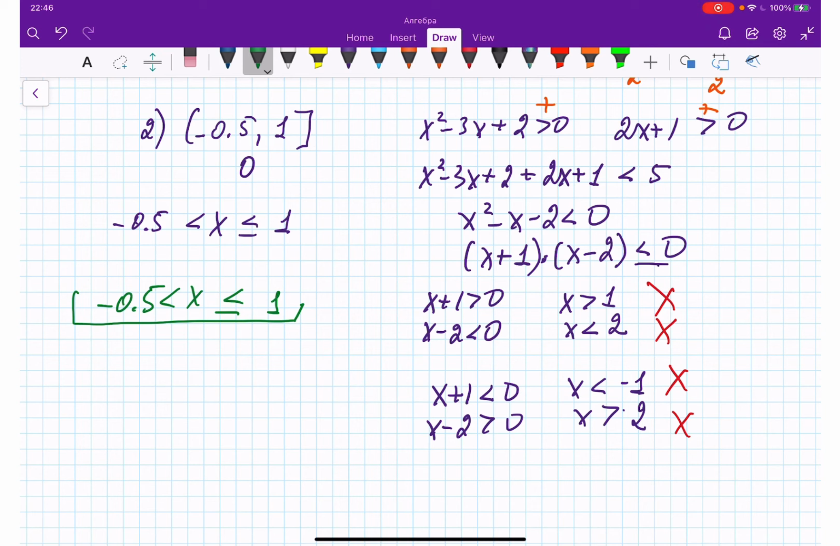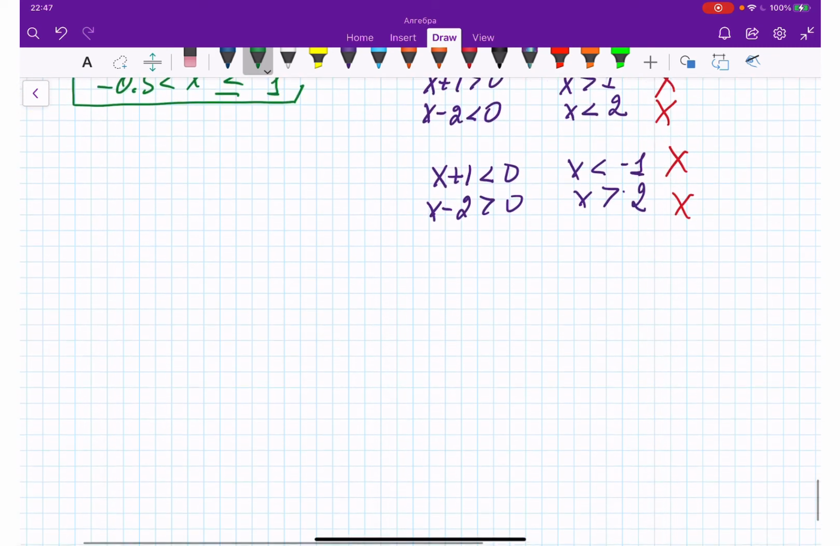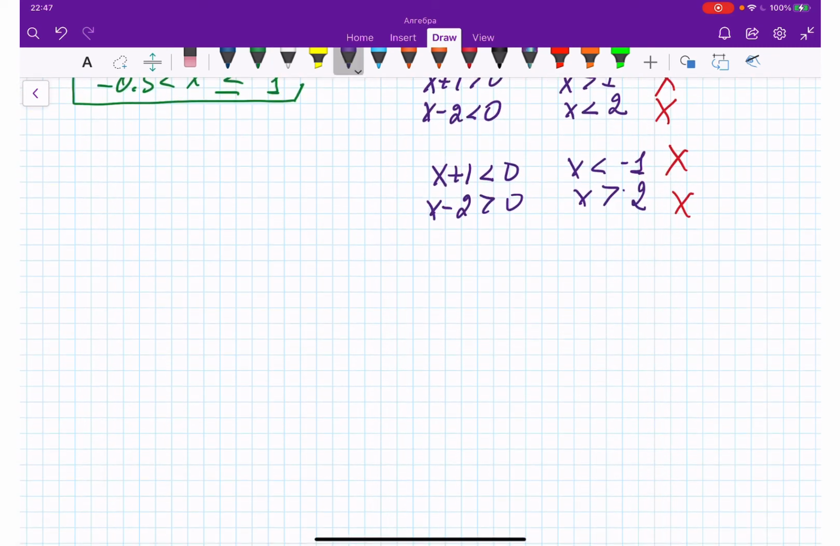Okay? Next one. Between 1 and 2, right? Moving here, between 1 and 2, this piece now, number 3. It's going to be between 1 and 2. Now 1 is in parentheses, 2 is in square bracket. All right, so in this interval, x squared minus 3x plus 2 and 2x plus 1, let's see what we're going to get.